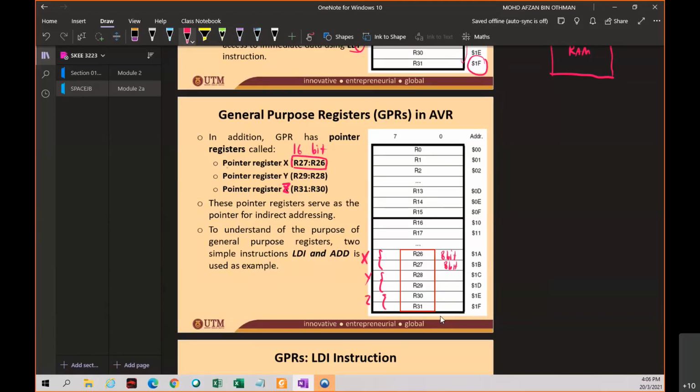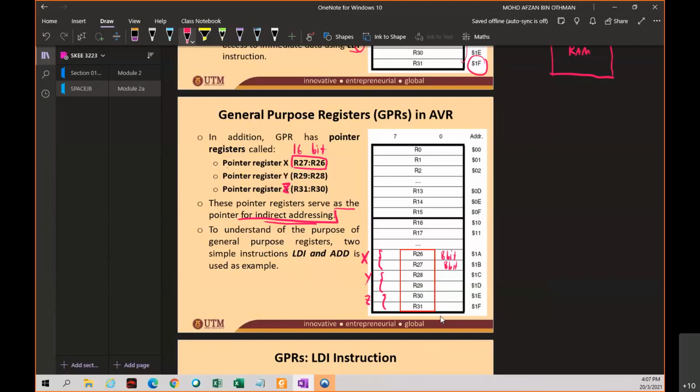Okay, so this pointer register serves as the pointer for indirect addressing mode. Okay, so pointer register X, Y, and Z akan digunakan untuk indirect addressing mode. Okay, later in module nombor 3 kamu akan belajar about this addressing mode. Okay, indirect addressing mode. How to use the pointer register X, Y, and Z to move a data from one location to another location.